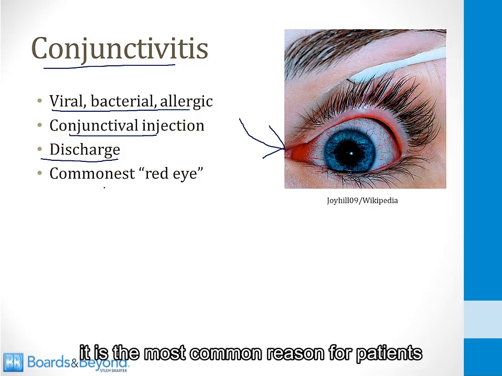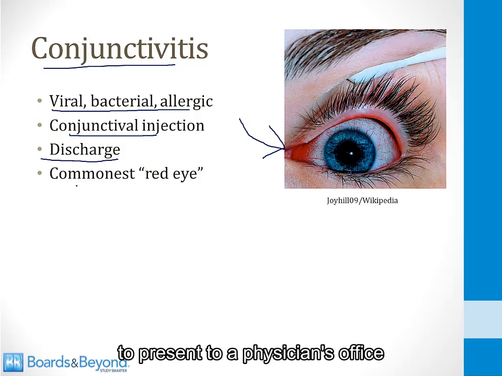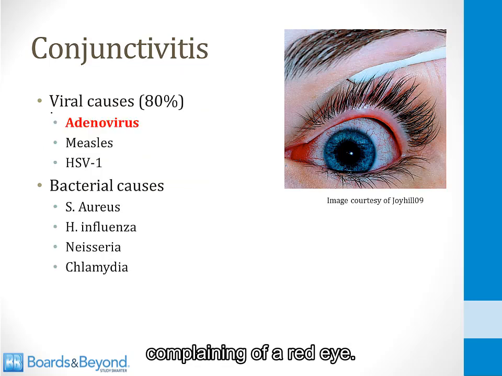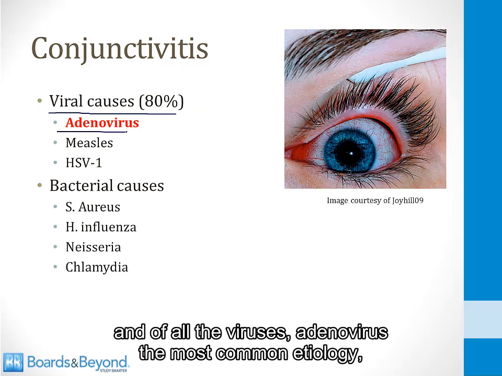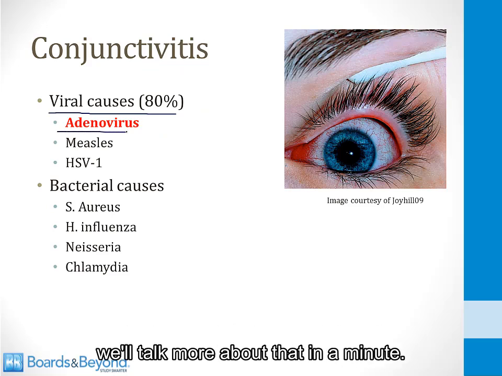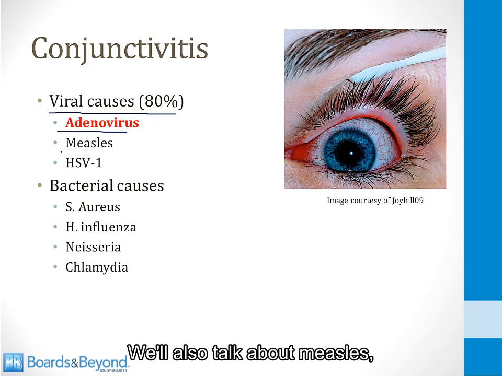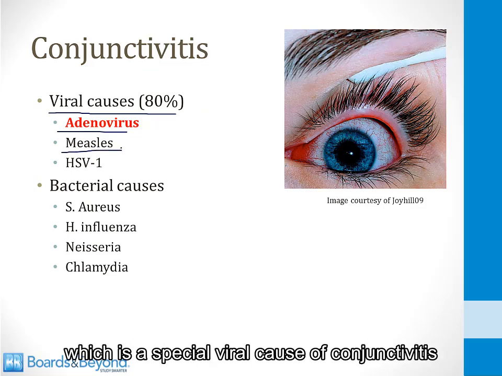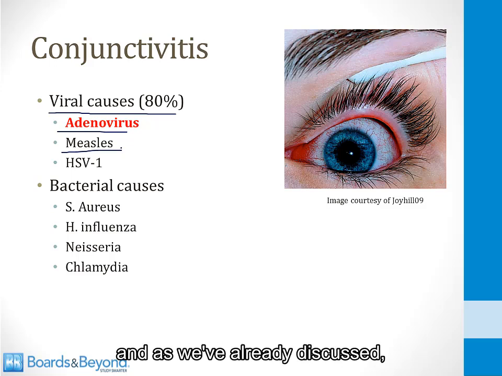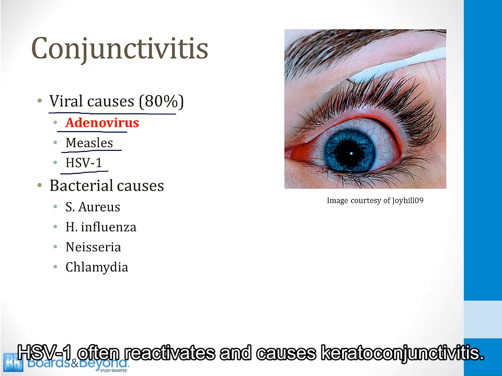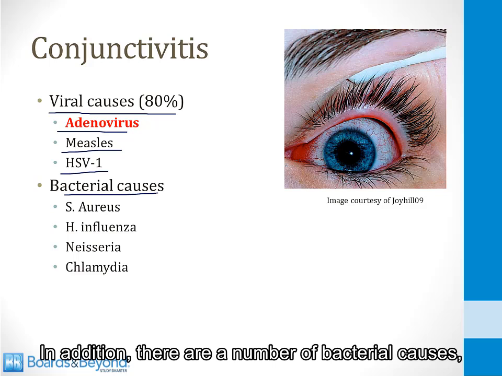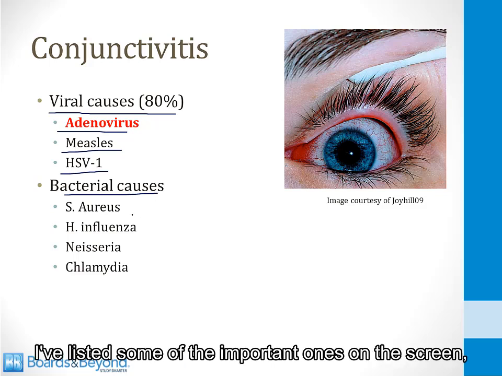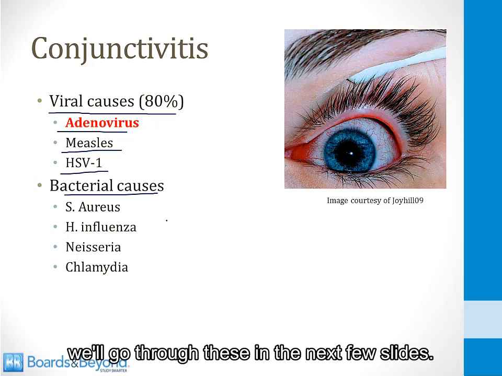It is the most common reason for patients to present to a physician's office complaining of a red eye. Viruses are the most common cause of conjunctivitis, and of all the viruses, adenovirus is the most common etiology. We'll talk more about that in a minute. We'll also talk about measles, which is a special viral cause of conjunctivitis that you should know for your boards. And as we've already discussed, HSV-1 often reactivates and causes keratoconjunctivitis. In addition, there are a number of bacterial causes. I've listed some of the important ones on the screen. We'll go through these in the next few slides.